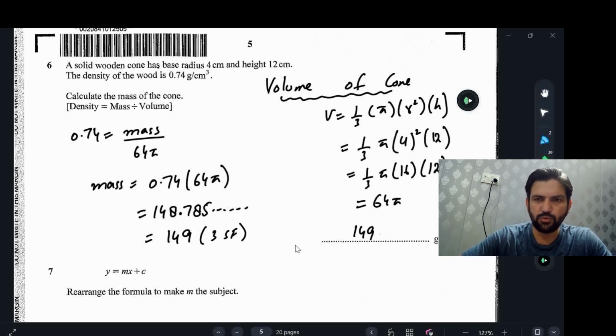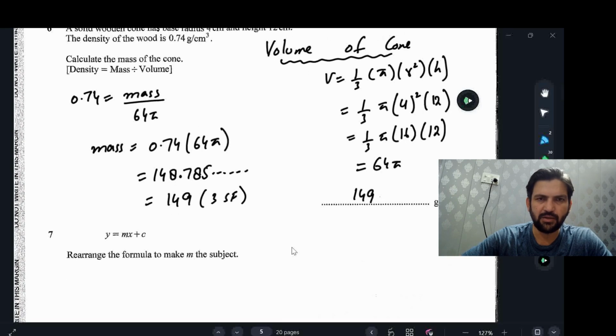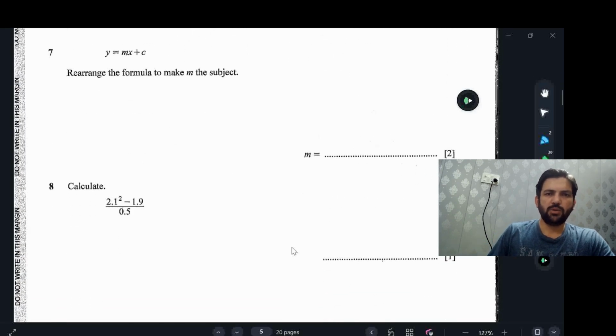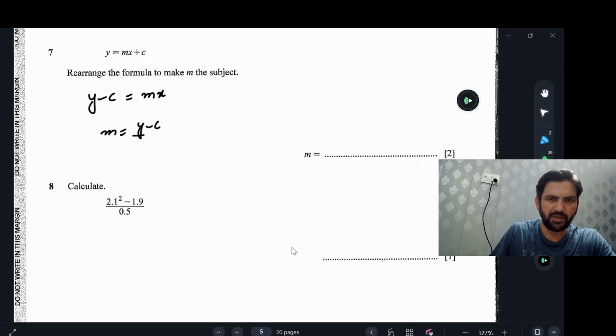Let's move to question number 7. y is equal to mx plus c. We have to rearrange the formula to make m the subject. So y minus c is equal to mx, and finally m will be equal to (y minus c) divided by x. So the final answer for this one will be (y minus c) divided by x.